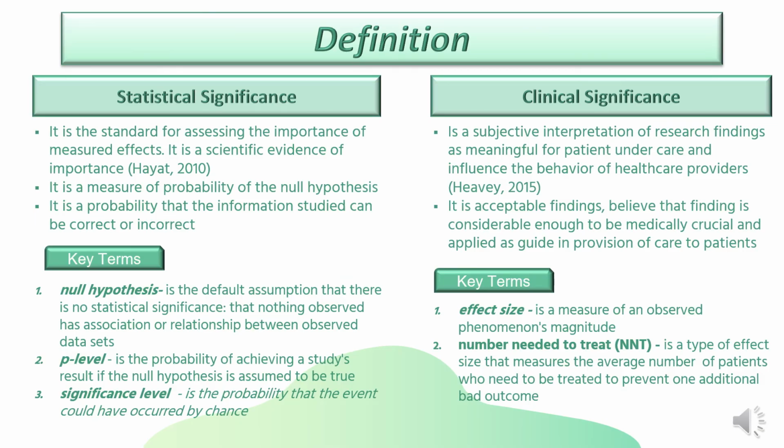Definition of statistical significance and clinical significance. Statistical significance is the standard for assessing the importance of measured effects. It is a scientific evidence of importance according to Hayek 2010. It is a measure of probability of the null hypothesis. It is a probability that the information studied can be correct or incorrect.